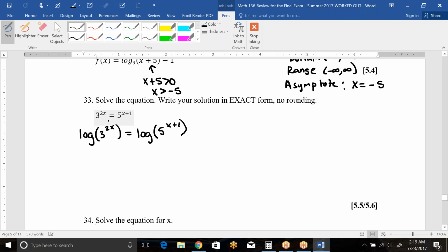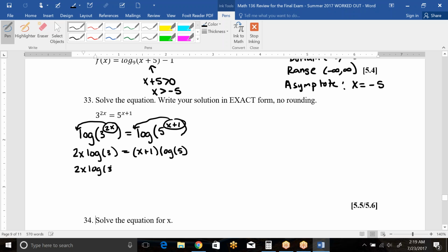And then we're going to learn another property on Tuesday's class that says if you have a power in a log argument, it can be brought to the front. So this is now 2x log of 3 equals, bring the same thing here, x plus 1 log of 5. Notice I kept the x plus 1 in the parentheses because this log of 5 gets distributed to it. So this would be x log 5 plus 1 log 5, so just log 5.